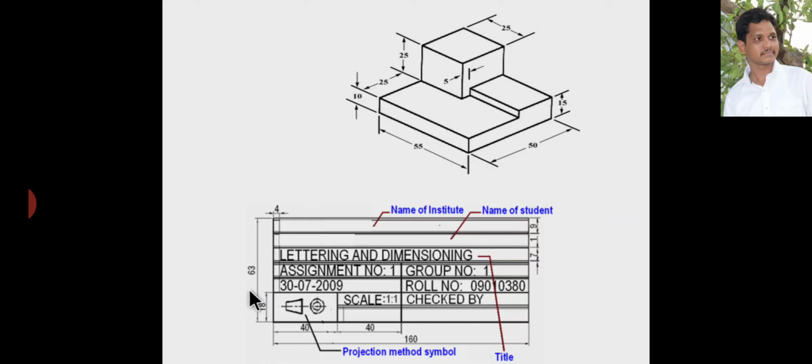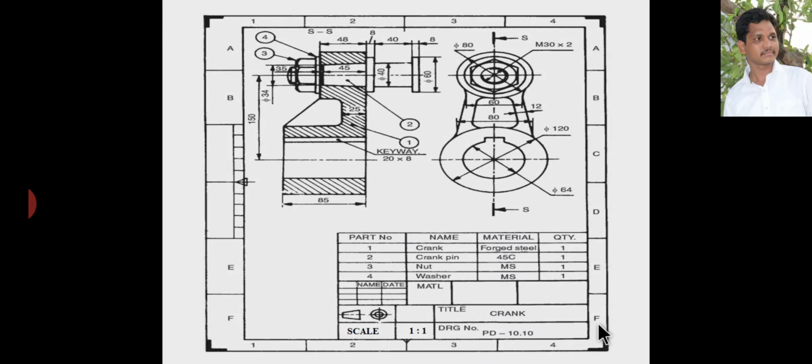On drawing sheets you have to represent the value of scale. Similarly, here if you want to draw this machine component on drawing sheet, here the maximum dimension is 85, 150 and that.